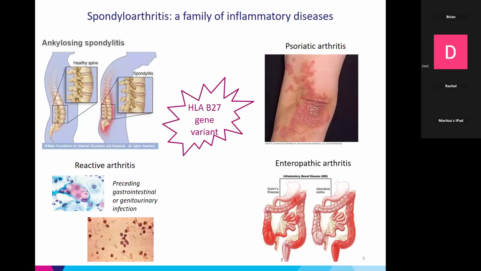These are actually related conditions because there's a family of inflammatory diseases that includes the classic ankylosing spondylitis. Ankylosing means that there's fusion of the vertebra so that you can lose range of motion there. And a number of patients with this condition have a gene variant called HLA-B27. Now, this gene variant is not required to make the diagnosis, but it is more commonly seen in patients with ankylosing spondylitis. Related to ankylosing, but different, is psoriatic arthritis.